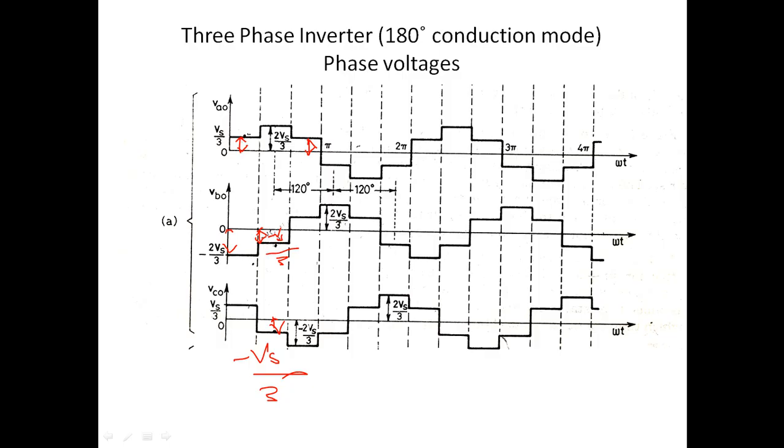So from this we can easily draw the waveform, that is it will start from Vs by 3 to Vs by 3, again Vs by 3, and it will be repeated in negative. So the second phase will be a 120 degree delay of the first phase Va0, that is here it will be starting at 120 degrees and the cycle will repeat. And for the C phase it will start at 240 degrees and the cycle will repeat.